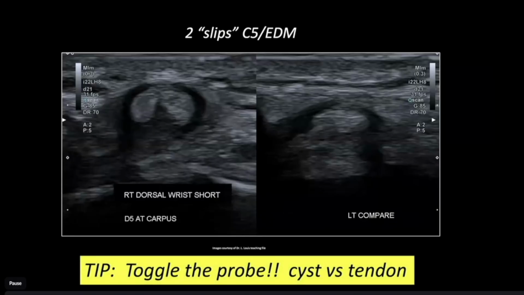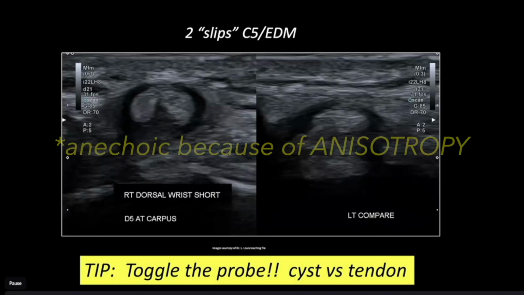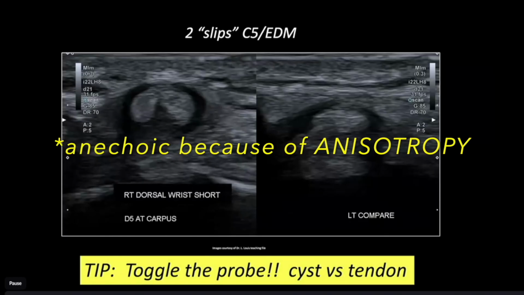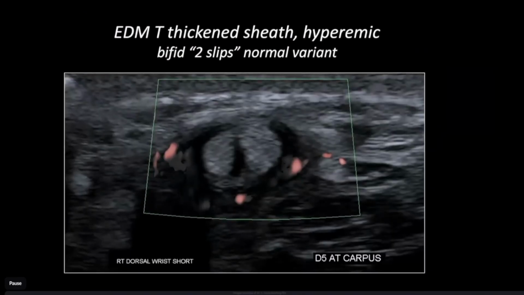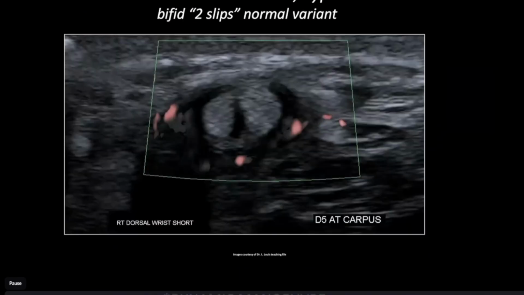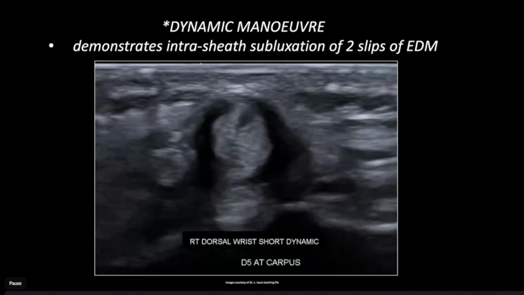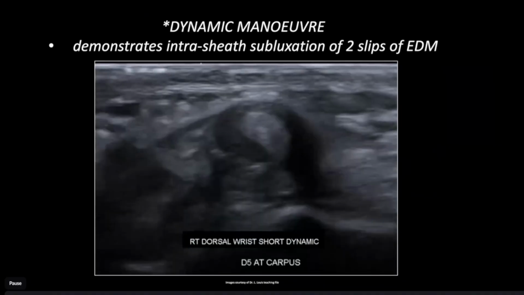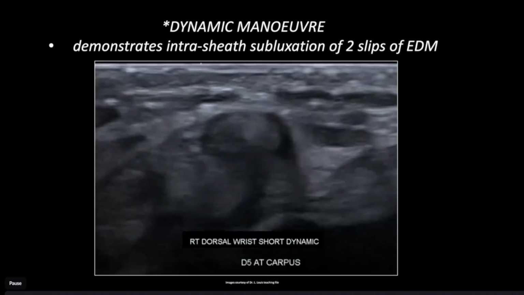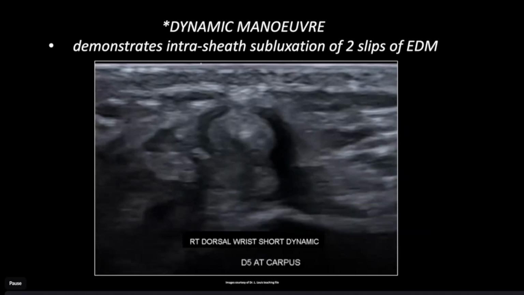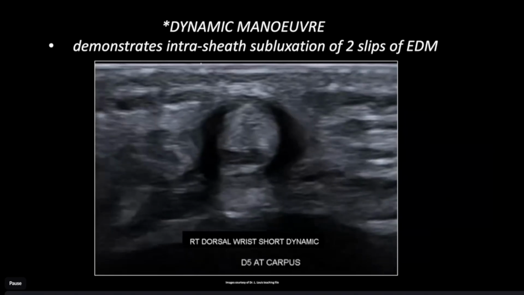My tip here is you may think it's a ganglion until you toggle the probe, because collagen will look black unless you're 90 degrees to it. There was hyperemia in the sheath. And with a dynamic maneuver, so when she was doing that movement of her pinky finger, the 2 slips were rotating on each other. So this was intrasheath subluxation of extensor digiti minimi.